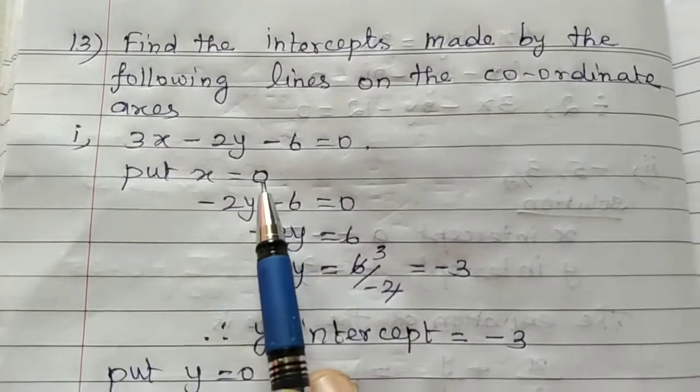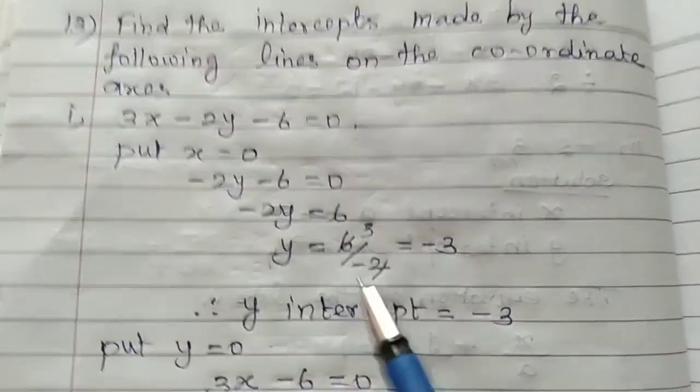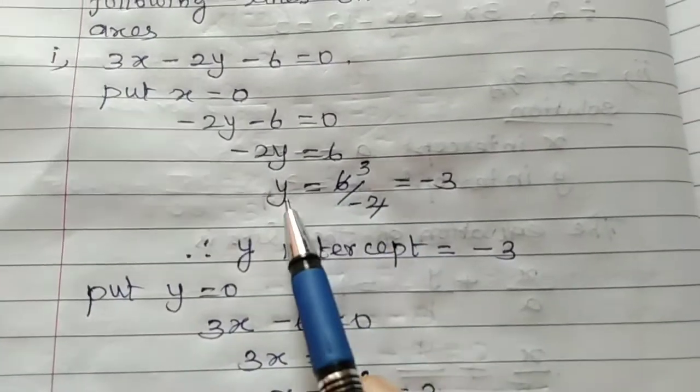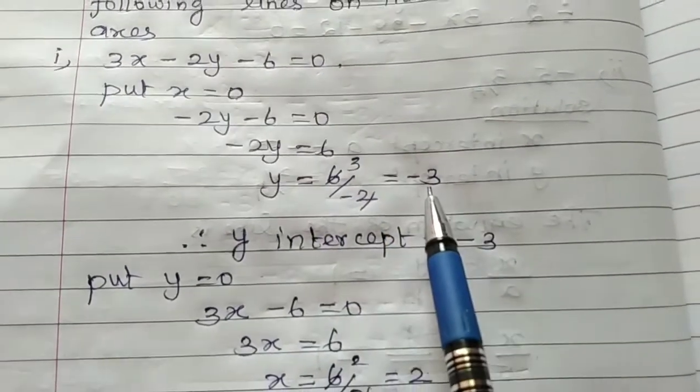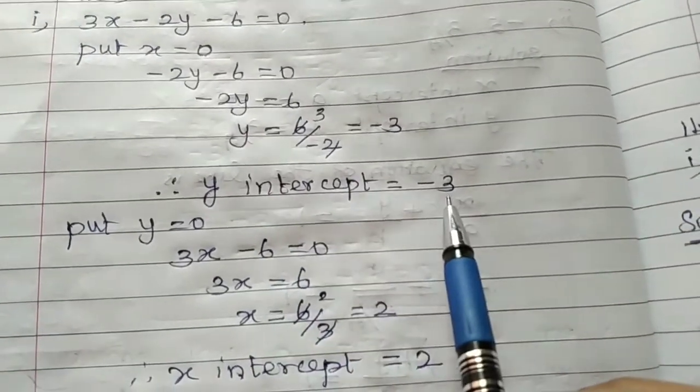Put x equal to 0. x equal to 0 means this value equal to 0. So minus 2y minus 6 equal to 0. Minus 2y equal to 6. y equal to 6 by minus 2, cancel, minus 3. Therefore y equal to minus 3, which means y intercept equal to minus 3.